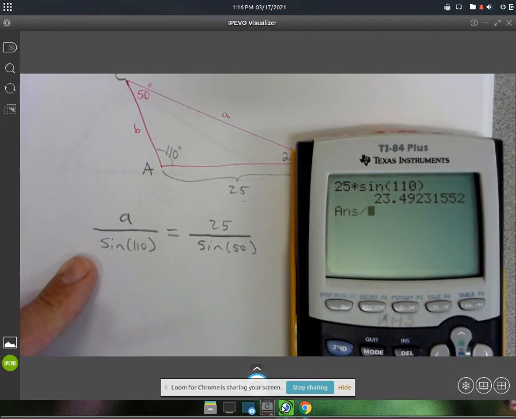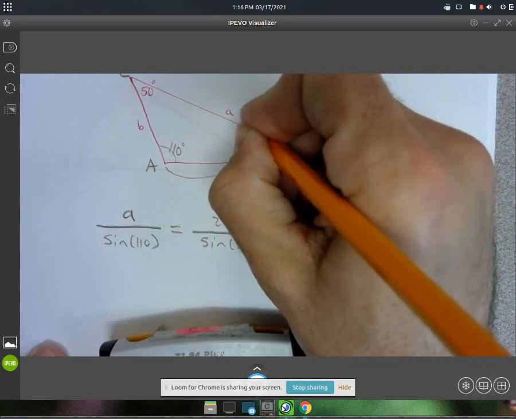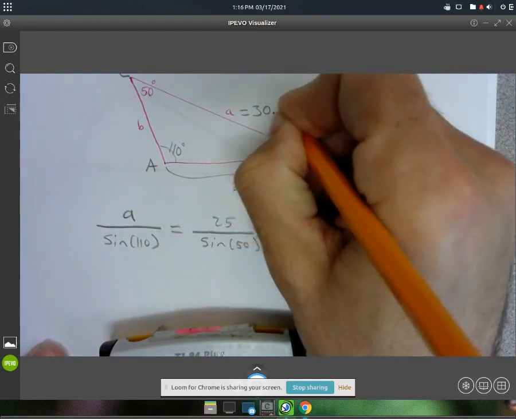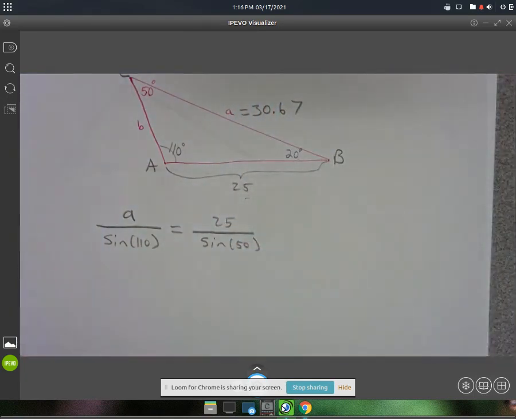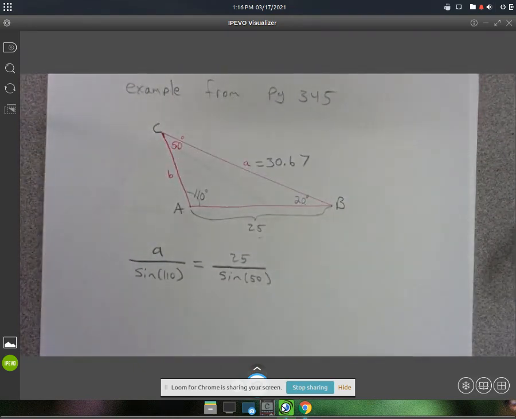So I'm going to take my last answer, divide that by the sine of 50. All right, that's 30.67. And that was equal to A, 30.67. Okay.